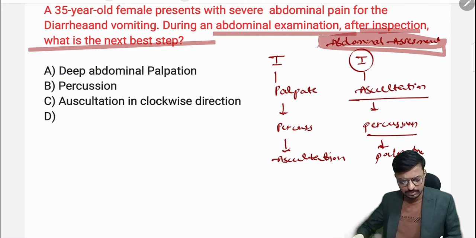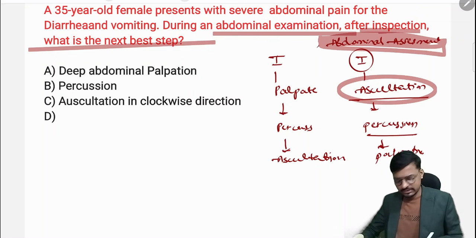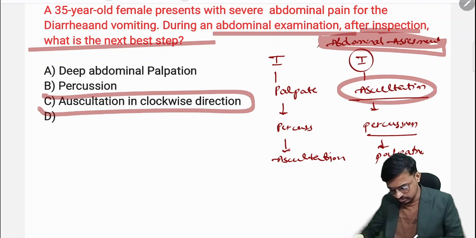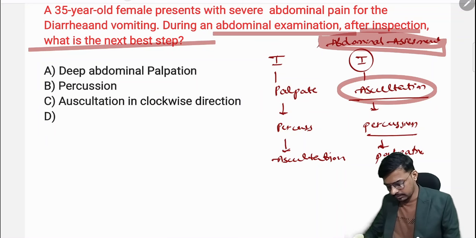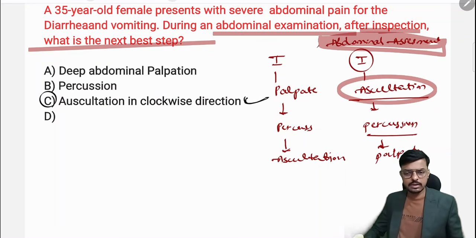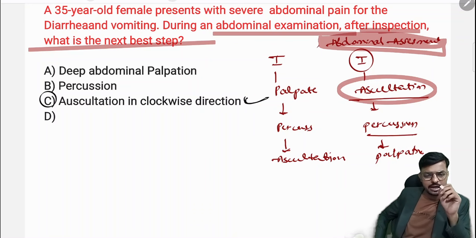After the inspection, in the abdomen we do the auscultation in a clockwise direction. So the answer goes to those who chose auscultation in a clockwise direction. Your answer is correct, right? So we have to stick to the very basics sometimes to give the correct answer for very complicated questions. This looks complicated, but it is a very easy question, right?